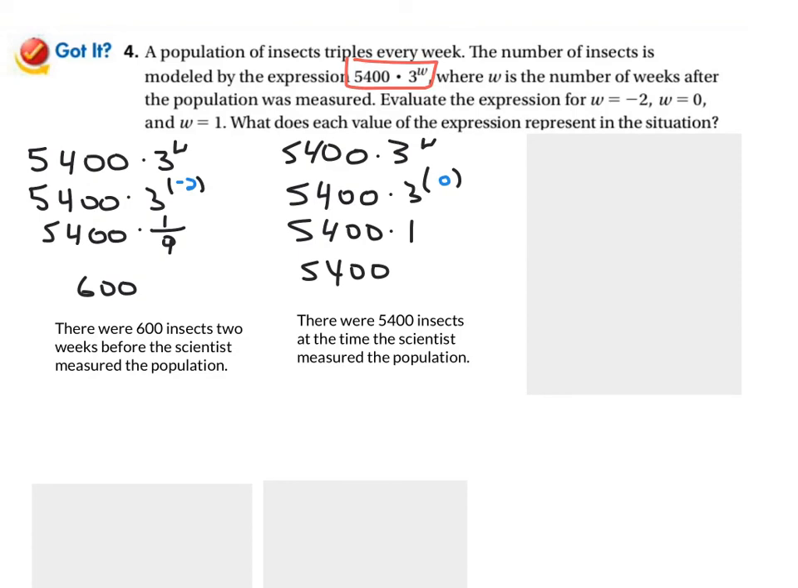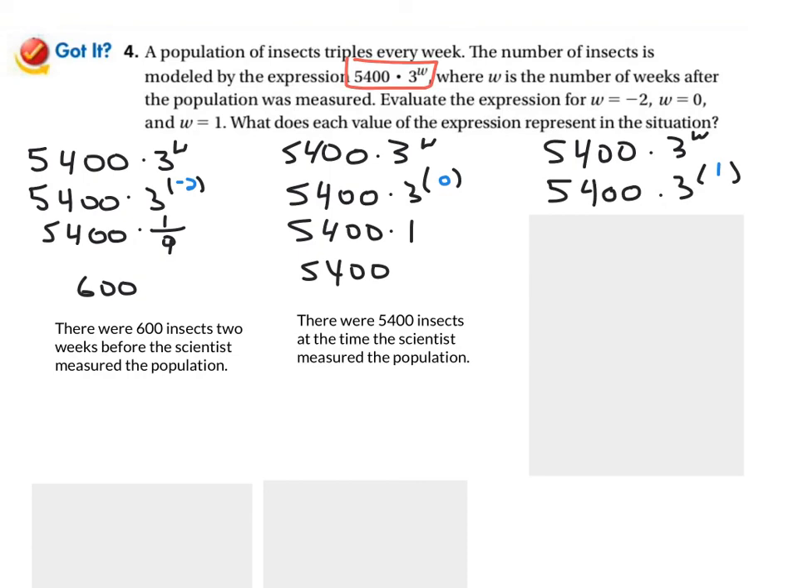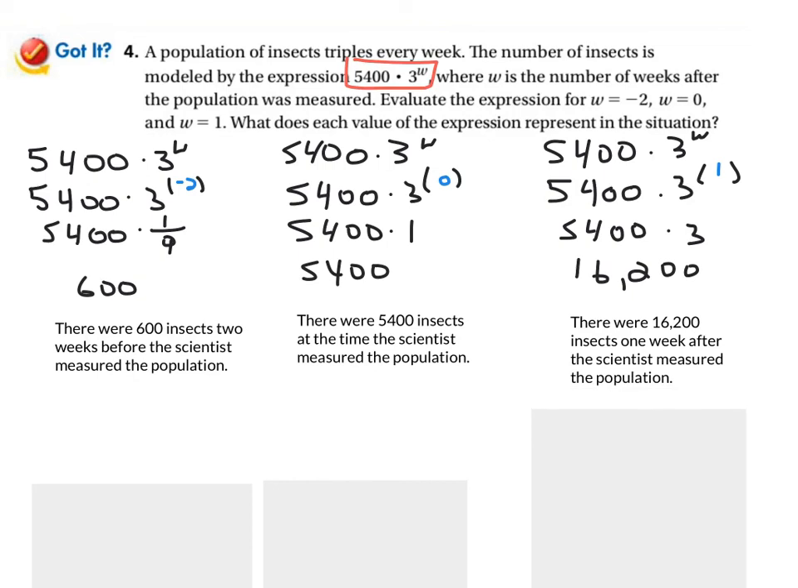And finally, evaluating for w equals 1, 5,400 times 3 to the w, always start with the original expression, substitute in 1 for w. 3 to the first power is 3, so we have 5,400 times 3, or 16,200. What does that mean? 1 is the value for w, so that means 1 week after the population was measured, there were 16,200 insects 1 week after the scientist measured the population. Hopefully you got those right.